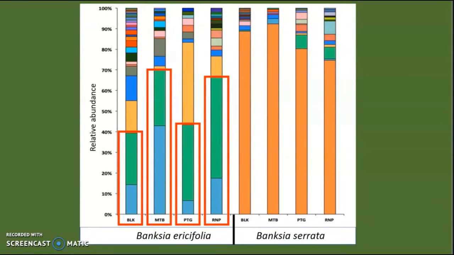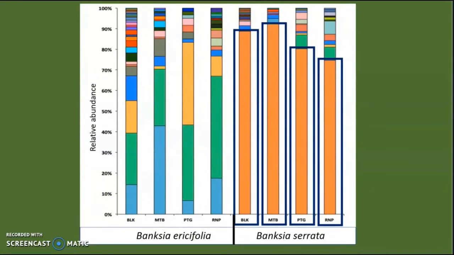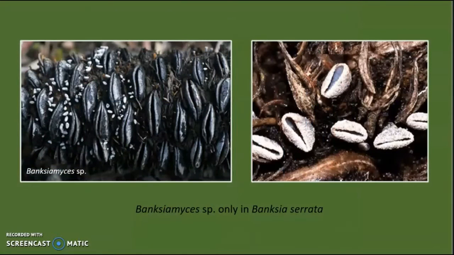Banksia ericifolia always had the same few Penicillium species present, which is highlighted in the red boxes. These Penicillium species are both known as latent pathogens and saprotrophs, producing mycotoxins and antibiotics toxic to mammals and have been associated with increasing root growth in host plants. Whereas, in comparison, Banksia serrata always had Banksiamyces species present. This fungal species has only been identified as a saprotroph found on dead Banksia cones, as shown in the images here. This species was only ever found in Banksia serrata.